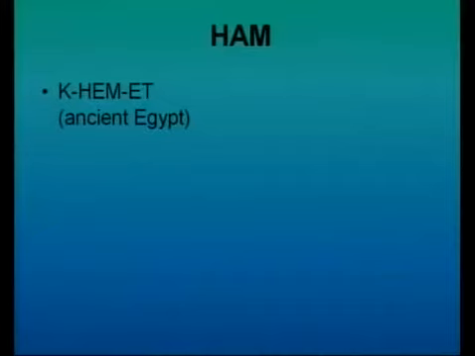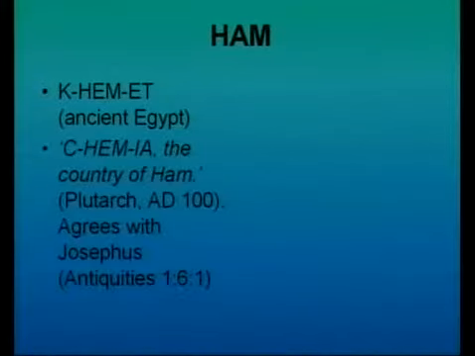So let's look at Ham. Well, Ham, as I said, and his descendants spread into Africa. And parts of ancient Egypt were known as Kemet, and that's obviously a derivation from Ham. We find from the pagan historian Plutarch from the 1st century AD that he refers to it as Chemia, the country of Ham. So basically in the ancient world it was very well known that that's where Ham and his descendants had spread into Africa, which agrees exactly with what Josephus, the 1st century Jewish historian, speaks about.